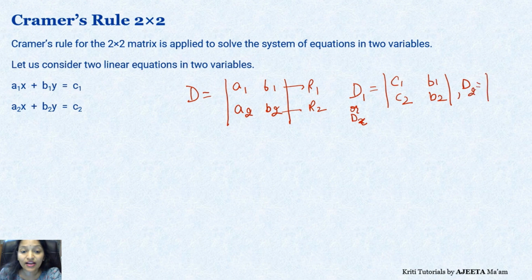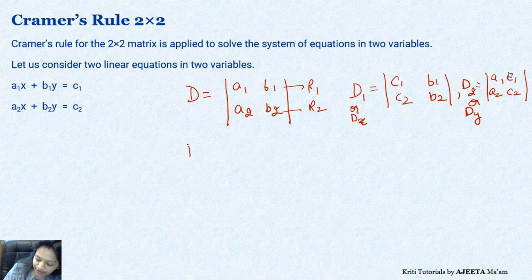As I said, it will be the determinant of the coefficients of x and the constant terms. So the first thing that will come here is the coefficient of x, that is a1, a2. In place of b1 and b2, you will have c1 and c2. So, these three determinants we have here. D2 can also be written as Dy. Okay, so that is what we told.